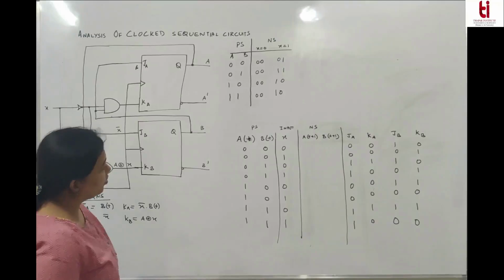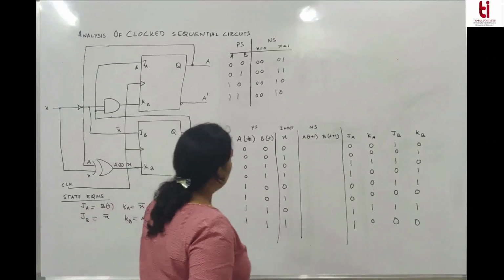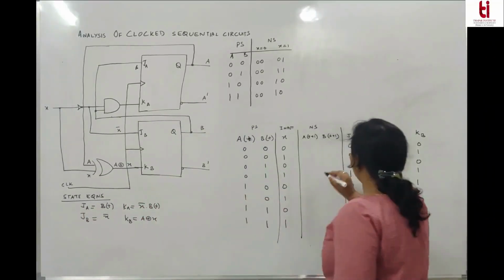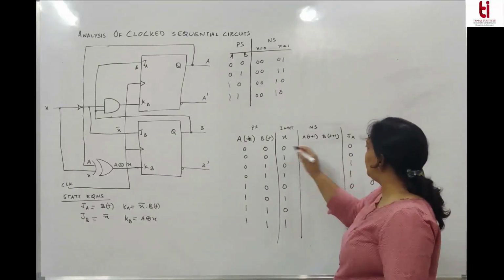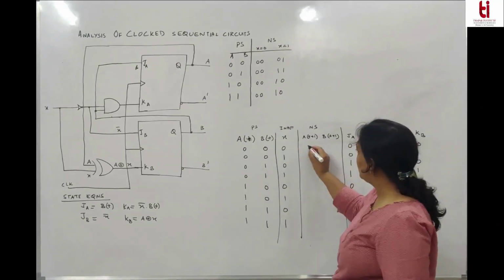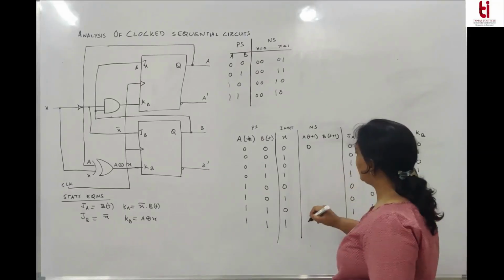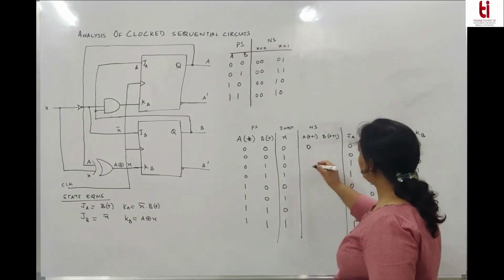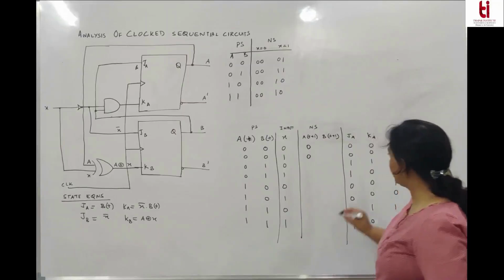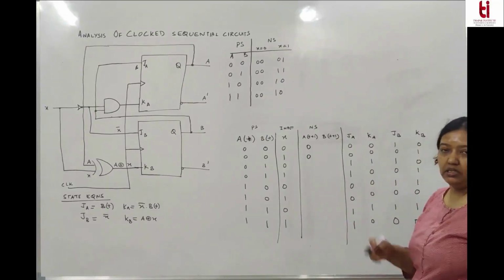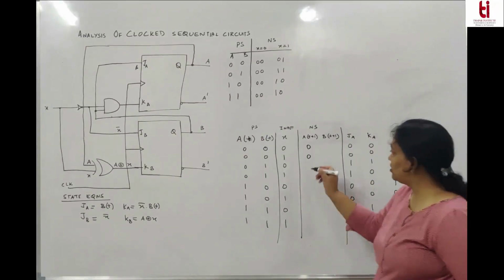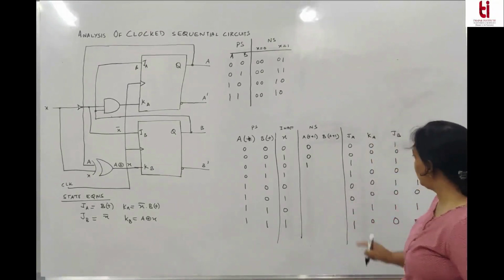What about the next state output? If JK is 0, 0, the next state output will be the same as the previous one. When JK is 0, 0, there is no change. When JK is 1, 1, the output is going to toggle.